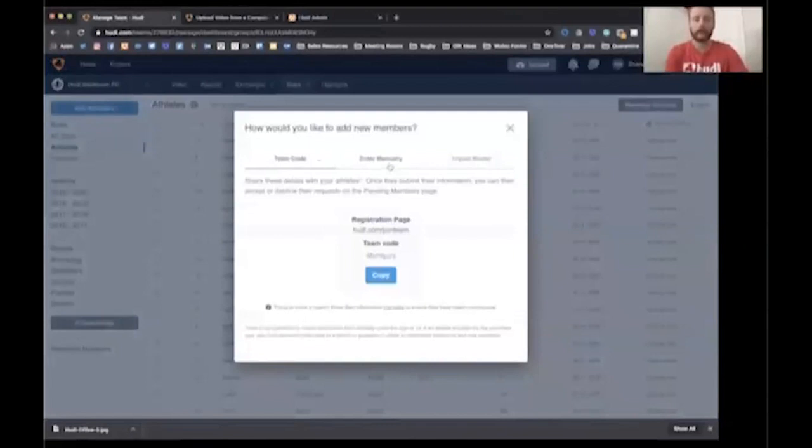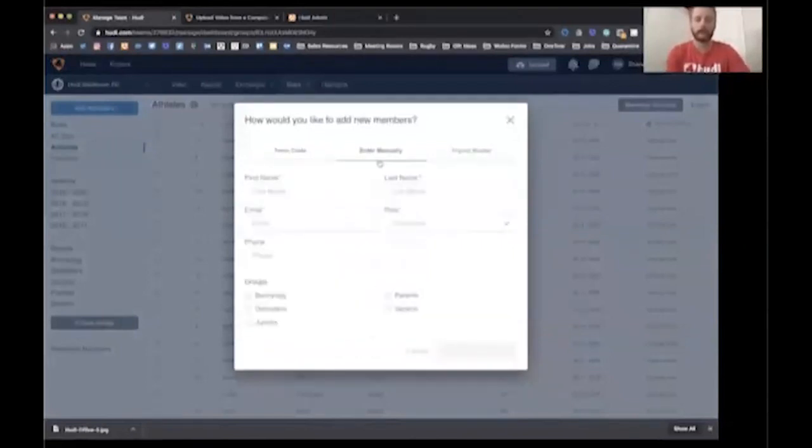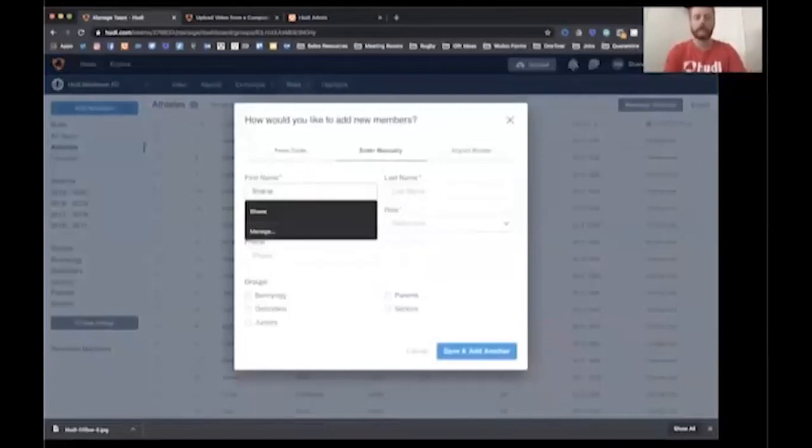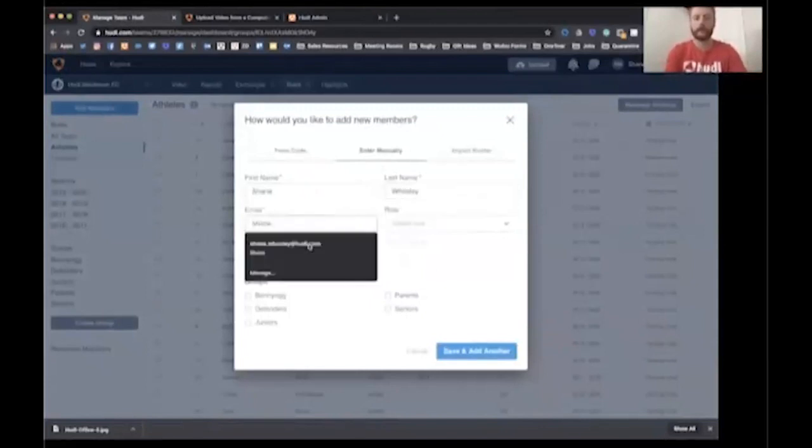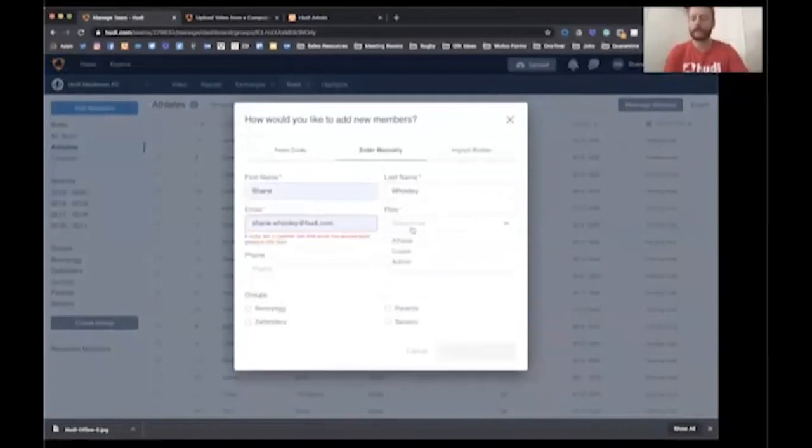The one that I always recommend, so that you know everything's getting done correctly, is to enter the names and email addresses of the people who you want to add manually. So I would come in here, type Shane Hooley, enter the email address, and select a role for that individual, whether it's a player, coach, or an admin. What will happen is they'll get sent an email invitation, and they'll just follow the steps in that email to gain access to the account.